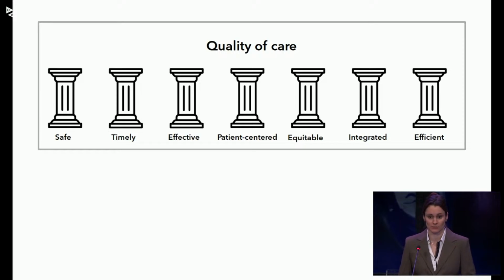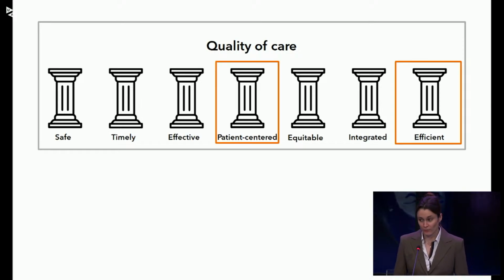It should be integrated, meaning the healthcare providers are well coordinated between one another. And it should be efficient, meaning it's affordable for both patient and society. Although my thesis will focus on these 2 pillars, patient-centered care and efficient care, it is important to highlight that these 7 pillars are equally important and that in practice, often these pillars interconnect and overlap.